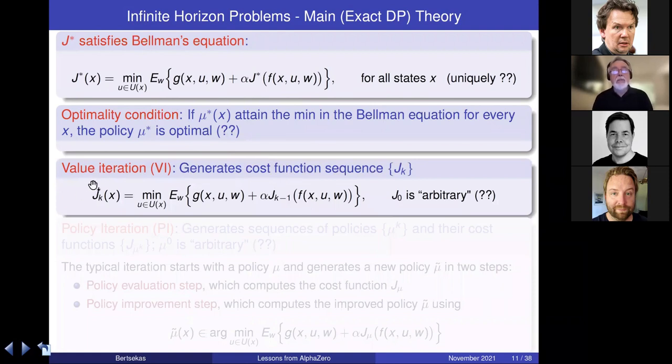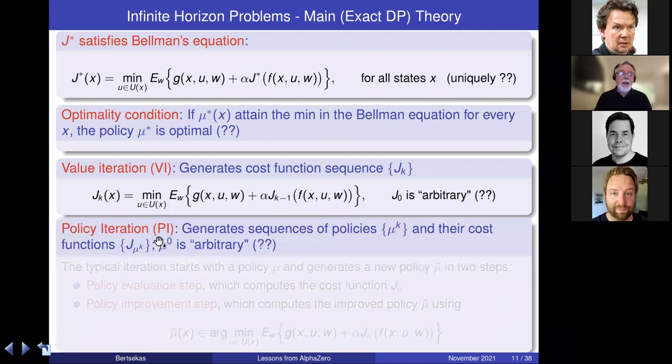And there are, regarding algorithms, the first major algorithm is value iteration. It generates a sequence of cost functions starting from some J zero, which can be more or less arbitrary, and uses this recursion here, this iteration, which is just the right-hand side of the Bellman equation, but with J k minus one replacing J star. This generates a sequence of finite horizon costs. It's one of the major algorithms.